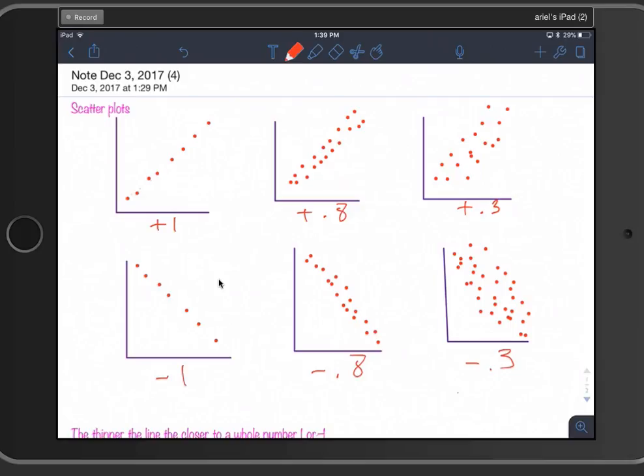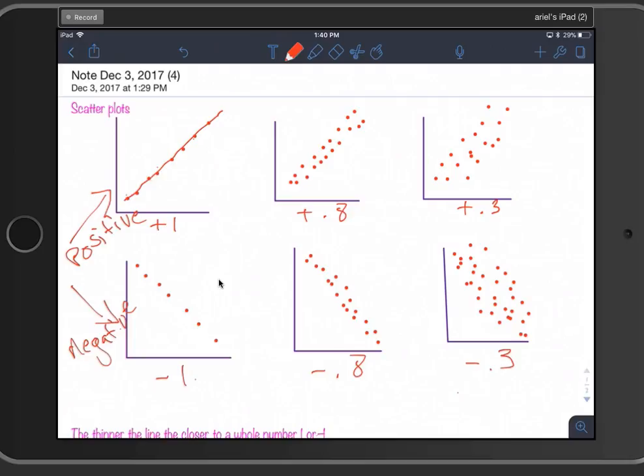This means if it goes up this way, the line or the dots of information, it is positive. If it looks like it goes down, it is negative. The other thing to notice is that the straighter the line is, the closer it's going to be to a full number. Remember, it goes from +1 to -1. If you can draw a line and it looks pretty easy to draw that line, it's going to be a +1.